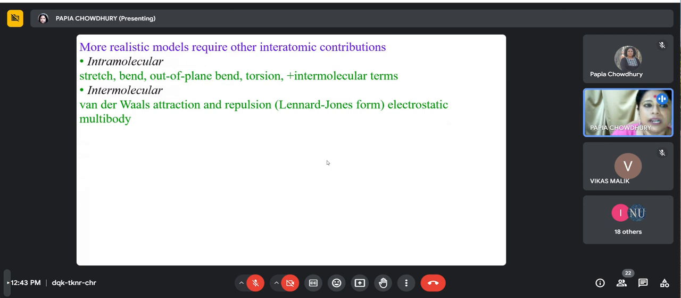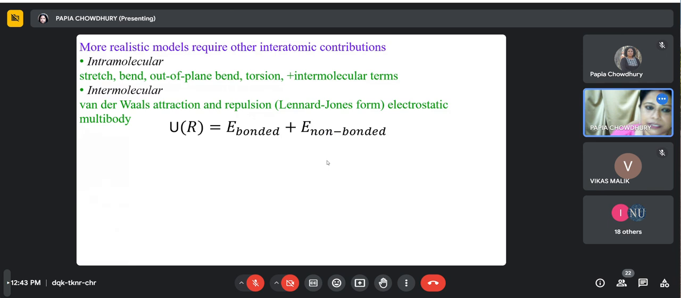One is the force due to intramolecular interaction, and another is the force due to intermolecular interaction. When intramolecular interaction comes into play, we have to keep in mind stretching, bending, the dihedral, and the motion in three dimensions. And for the intermolecular force, mainly we deal with van der Waals interaction and Coulombic interaction.